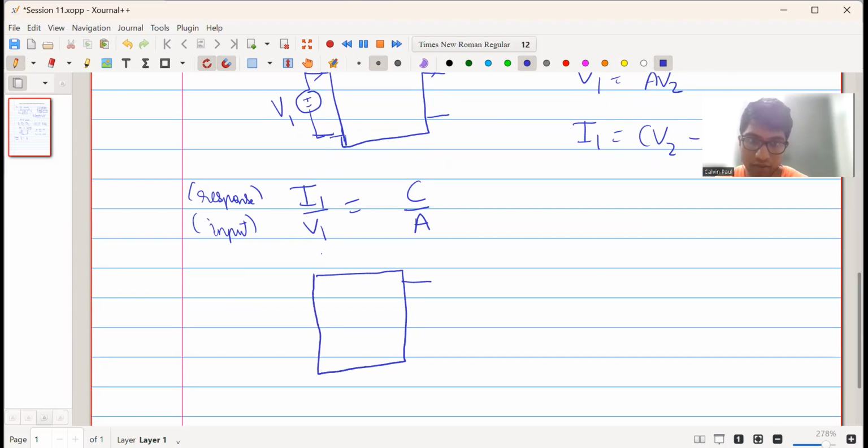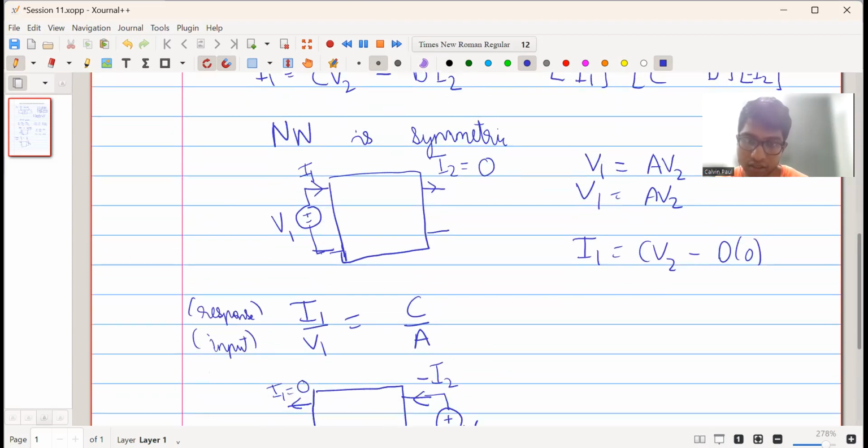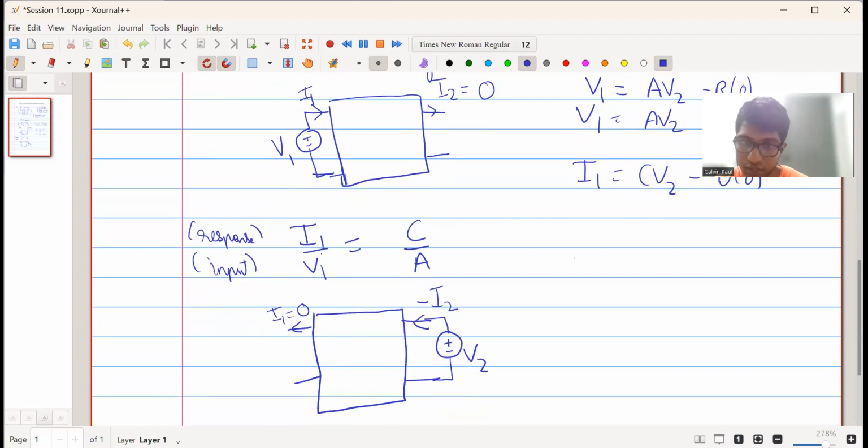So what we will do is, this is the same two-port network. We apply voltage source here, plus minus V2. This is the response, which is actually equal to minus I2, because we actually consider the current to be in the outward direction. And this is open circuited, so that means current I1 is equal to 0. So when we apply this condition to this network, what we will get is V1 is equal to A into V2 minus B into I2. Okay, in this there is no change.